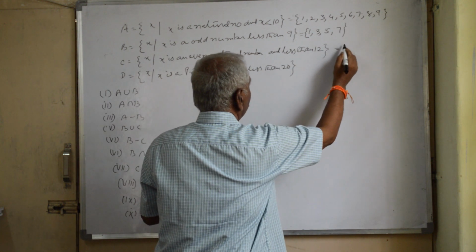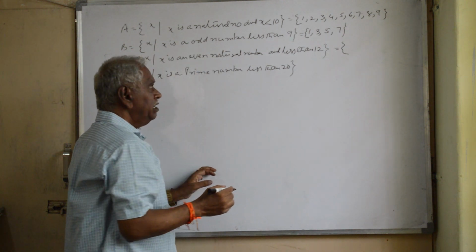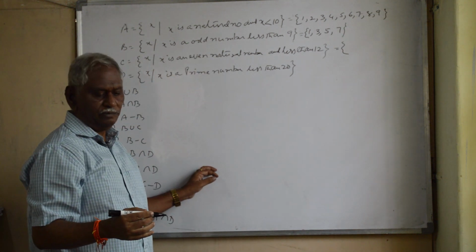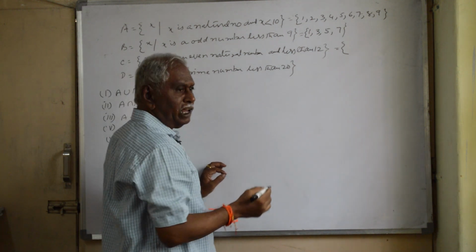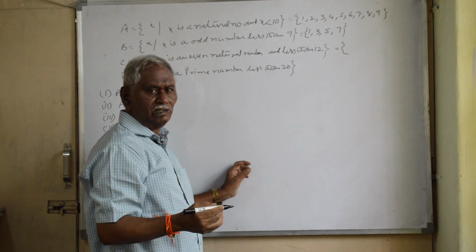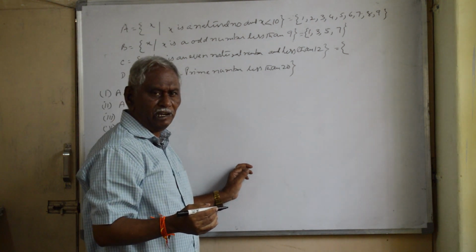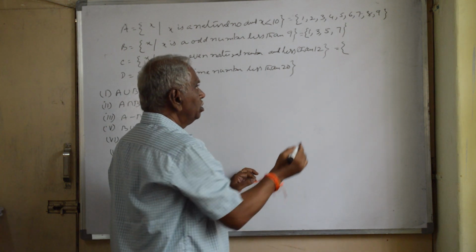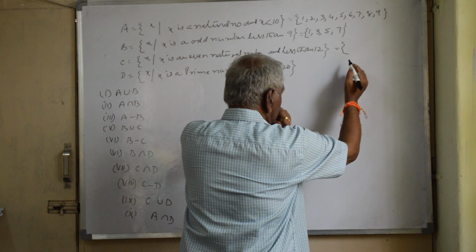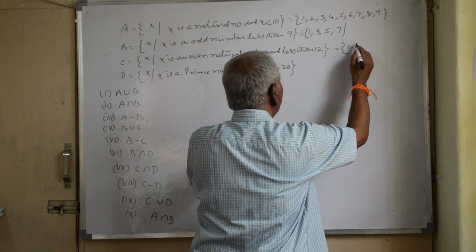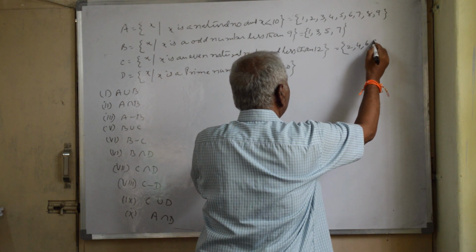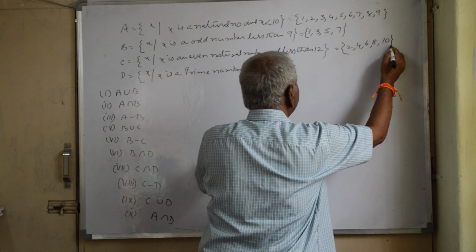Next one. Here, even natural number less than 12. The numbers which are divisible by 2 are called even numbers. So C is 2, 4, 6, 8, 10.